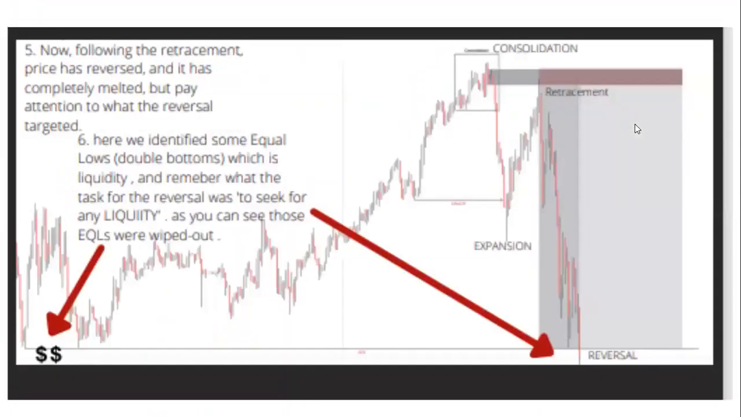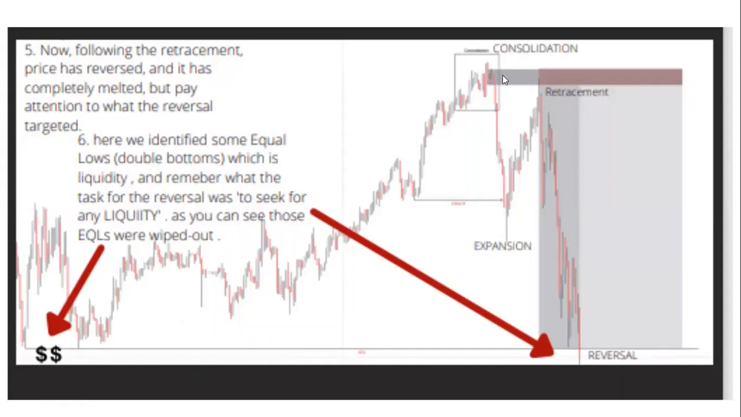All right. So the fifth one is that you can see that there is a reversal already. Now, following the retracement, price has reversed and it has completely melted. But pay attention to the reversal target. Now we identify some equal lows, which is what? Liquidity. And remember what the target for the reversal was? To seek any liquidity. As you can see, those equal lows were wiped out.